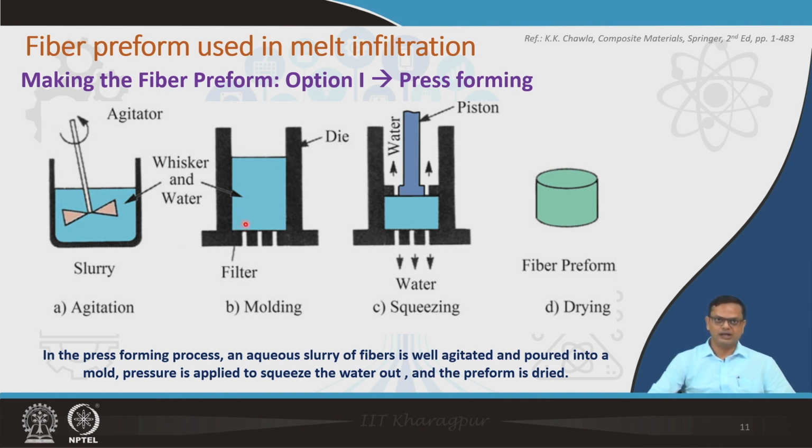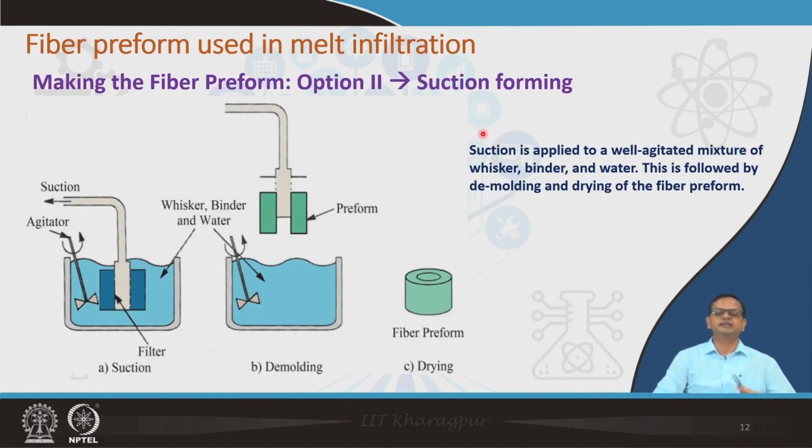And what is happening with this mold? This mold contains perforations or holes, okay, and there will be a piston also, and this piston will also have certain perforations and holes. So now as you press the slurry down, the solvent, in this case water, comes out and you get the fiber preform. This process is called press forming, because you are forming the preform by application of pressure.